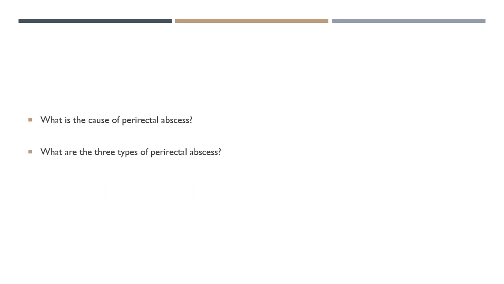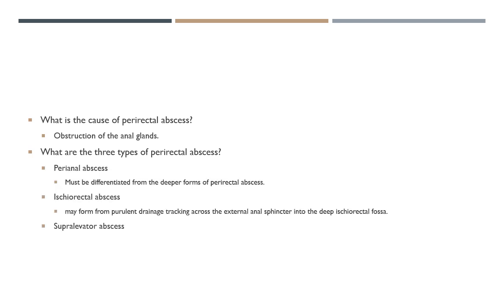What is the most common cause of perirectal abscess? Obstruction of the anal glands. That makes sense. Obstruction leads to infection. So obstruction of the anal glands leads to a perirectal abscess. What are 3 types of perirectal abscess?